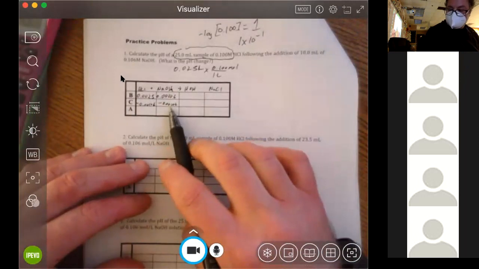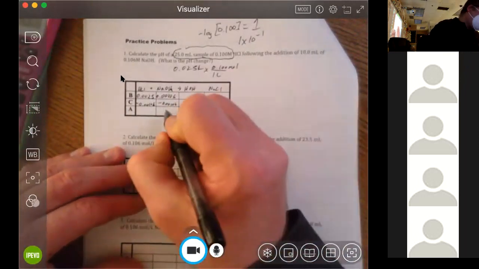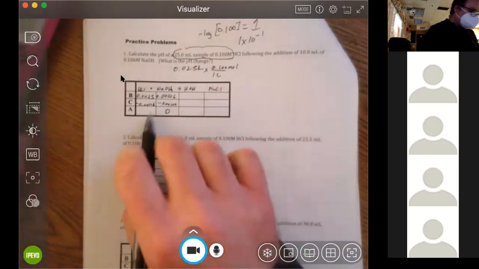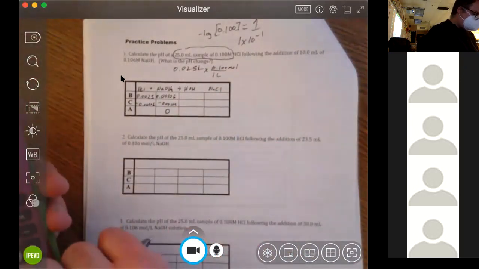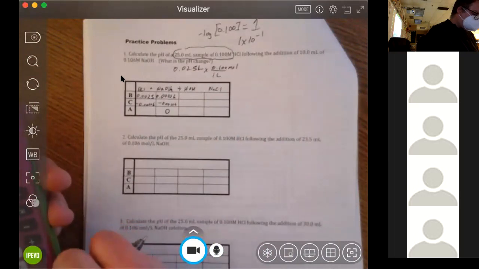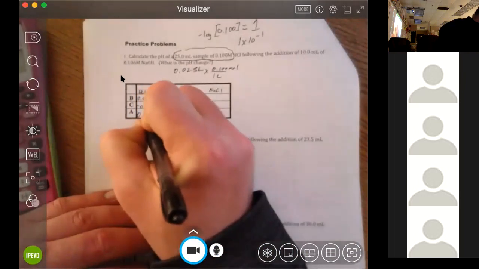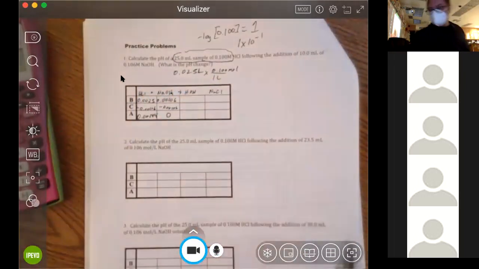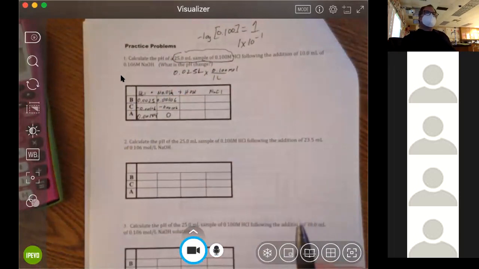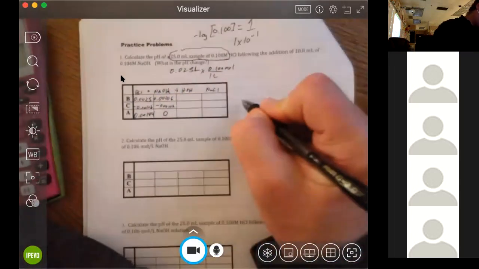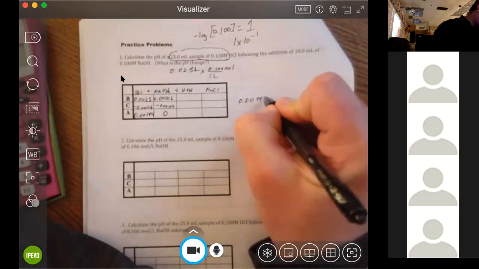And that will give our final concentrations. Well, what is the concentration of this guy? 0 and 0.0025 minus 0.00106. 0.00144. Now that's the number of moles. So if we want the pH, we can't just use the number of moles. We need to do what to that? We need to figure out the molarity. So we have 0.00144 moles.